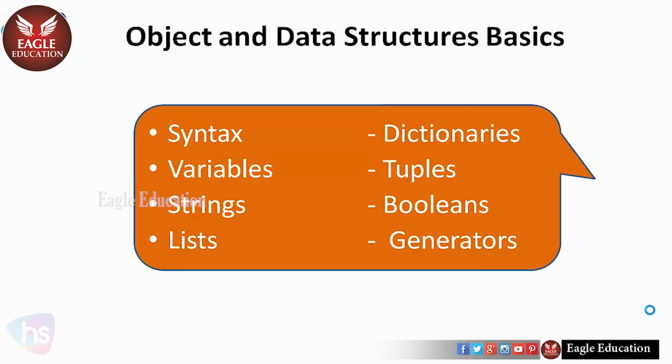And similarly, tuples: what a tuple is, how to use it, and if any corrections are required in a tuple, how to convert the tuple to a list, make the modification, change it back to a tuple, and run it. Why? Tuples are immutable, which cannot be changed at runtime. And booleans and boolean expressions, as well as generators and decorators.